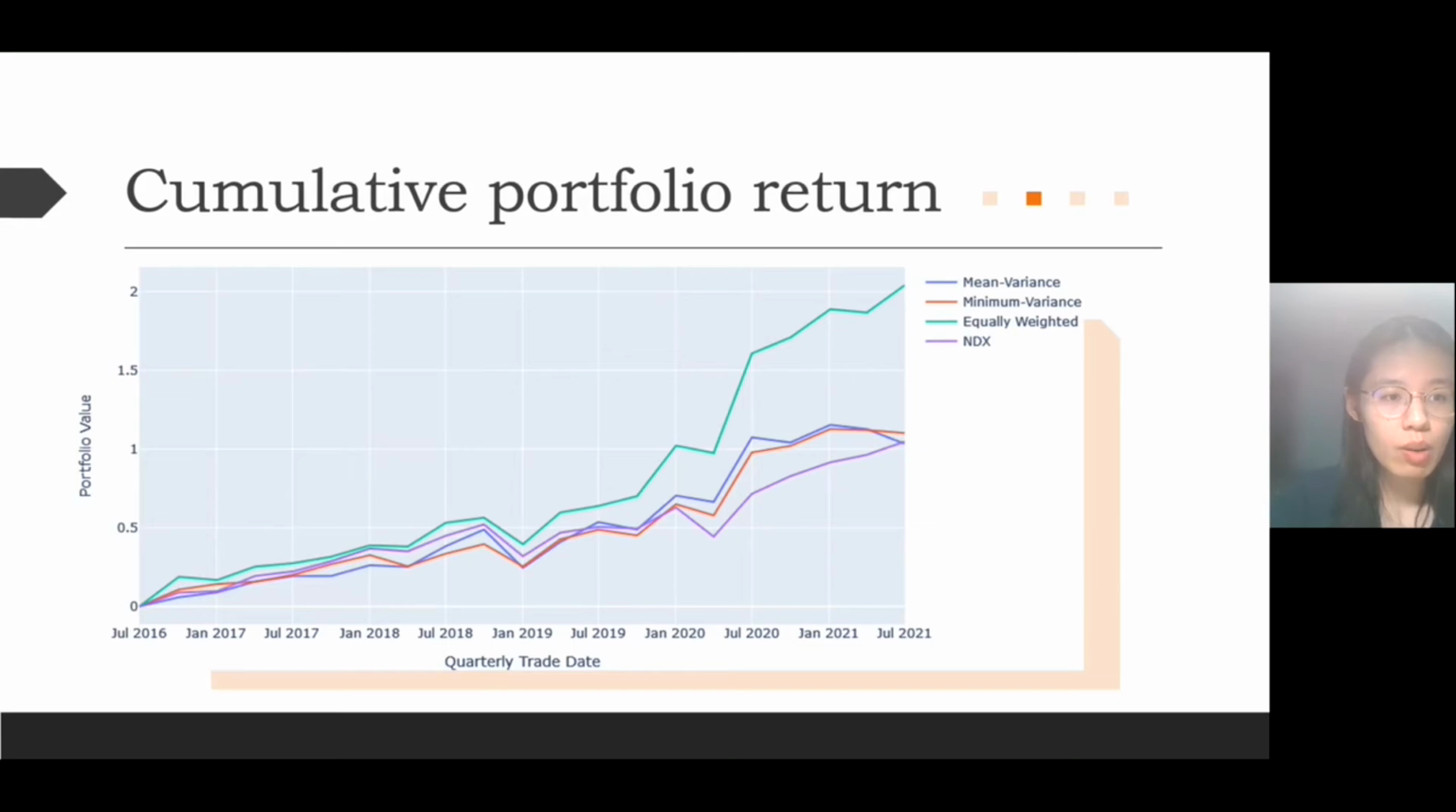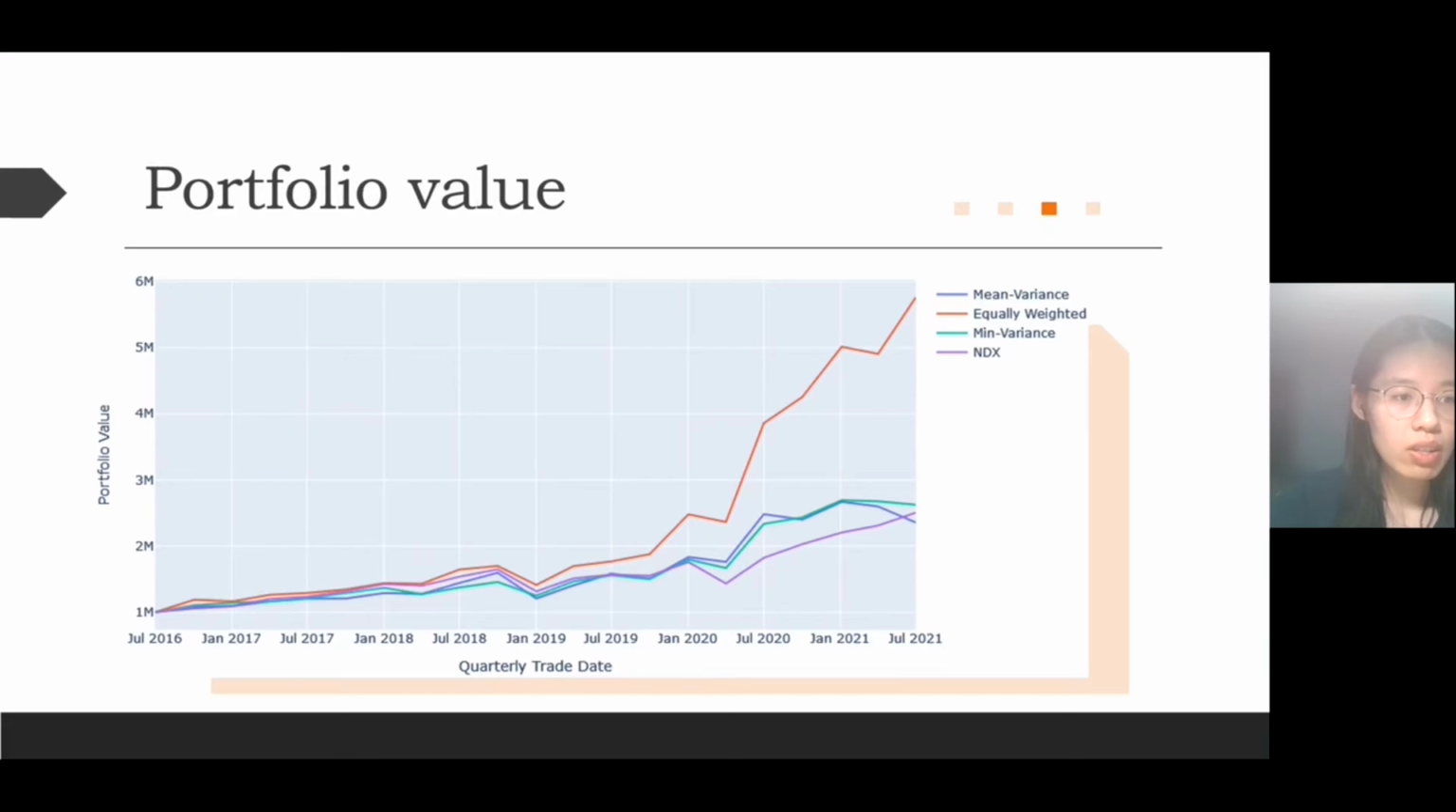To see the return in a long run, we calculate the cumulative return in 5 years. It also displays the result that equally weighted portfolio outperforms others. Assume our initial value invested in the portfolio is $1 million. In 5 years' time, the value of different portfolios are backtested and plotted in the same graph.